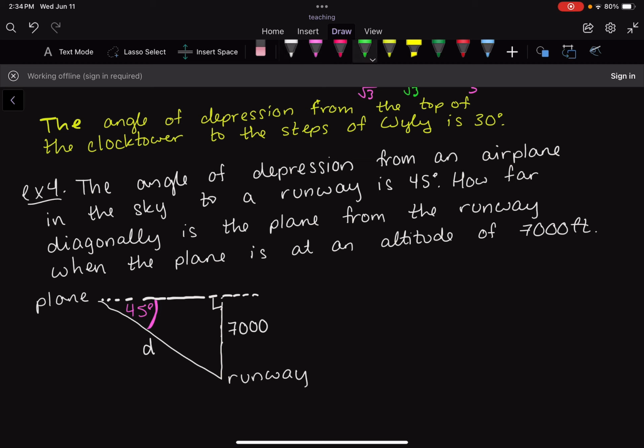And so again, let's think about what we have according to our angle. So my angle is across from 7,000, so that's my opposite side. And then the D is my hypotenuse. So I need a trig function that connects the opposite side and the hypotenuse. And the one that does that is sine. So I'll have sine 45 degrees is equal to 7,000 divided by D.